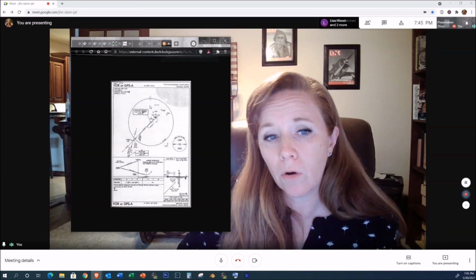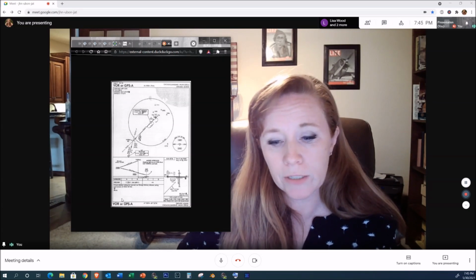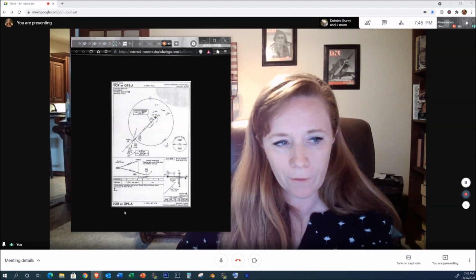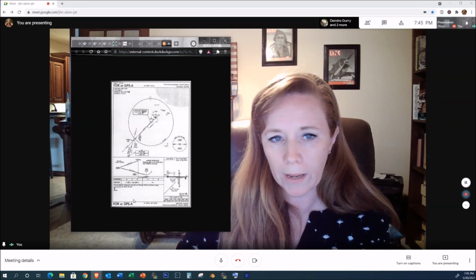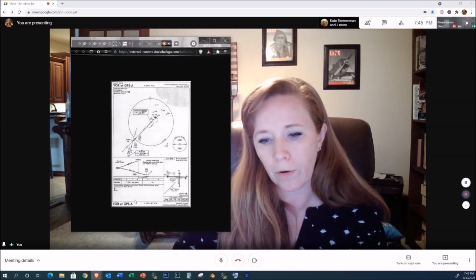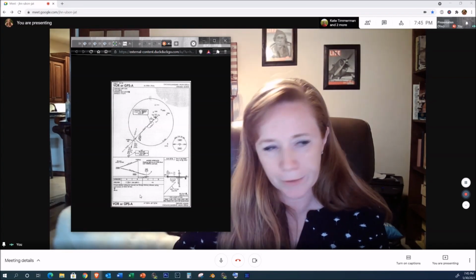If it's a circling-only approach, it's not going to have a runway on it. It's going to have a letter like this. Okay, it's going to have VOR GPS Alpha. It won't say VOR runway 18. It'll just be VOR Alpha, and you're going to have to tell them what runway you're going to, is essentially what it comes down to.